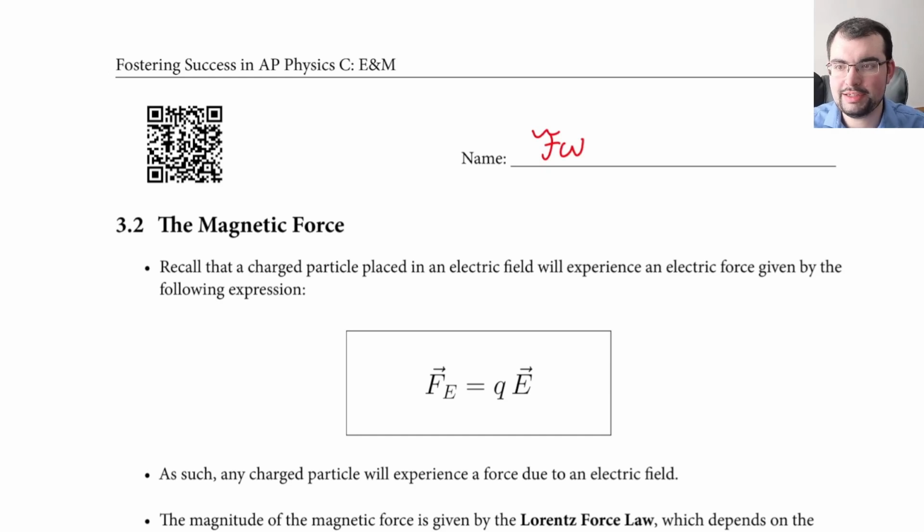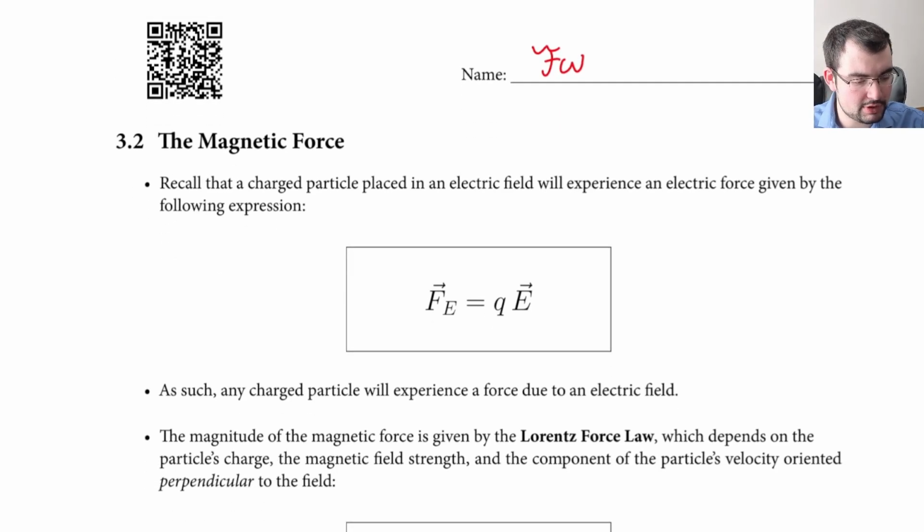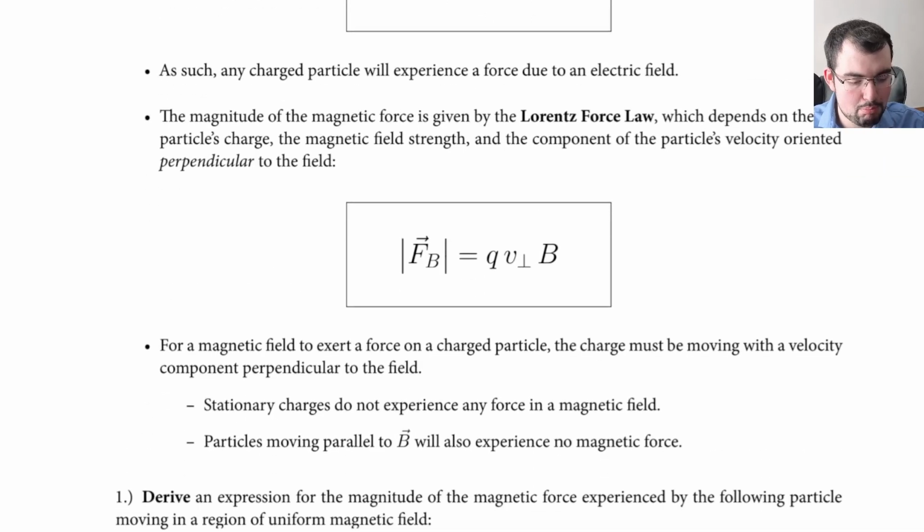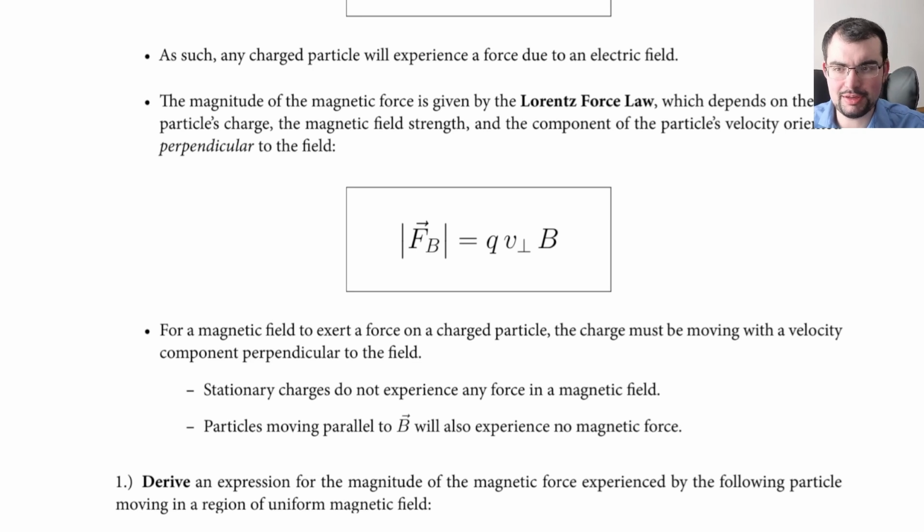All right, now we're going to define the magnetic force. So we know that electric fields exist, and if you just place a charge in an electric field, it's going to feel a force via F equals QE. Positives go with the field, negatives go against. But for magnetism, the magnetic force is actually different. To experience a force, a charge actually has to be moving perpendicular to a B field.